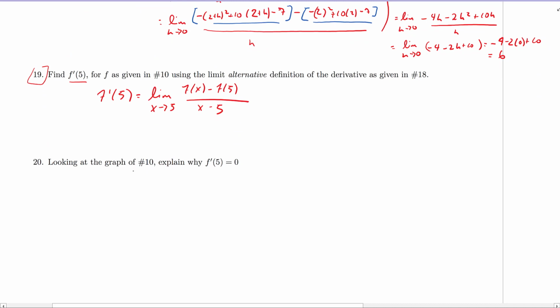Finally, I want you to explain why that answer comes out to be 0. After you're done working this problem, you should find that the answer is 0. Then look back at the graph at number 10 and explain graphically why that's the case.